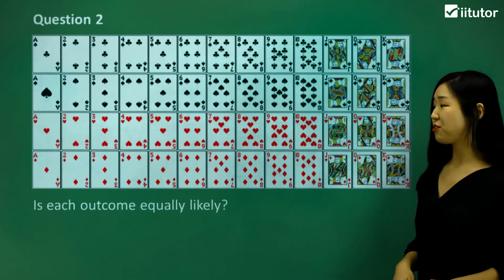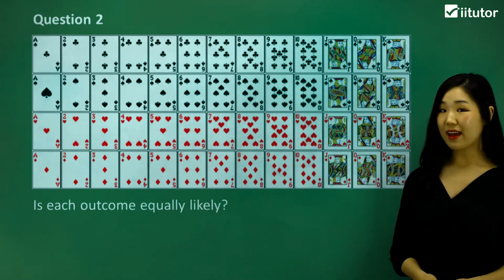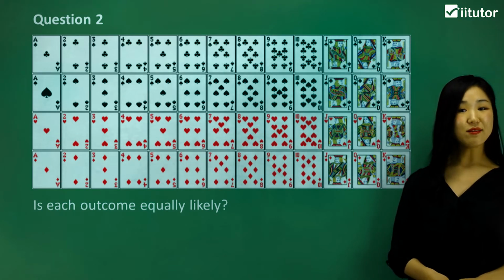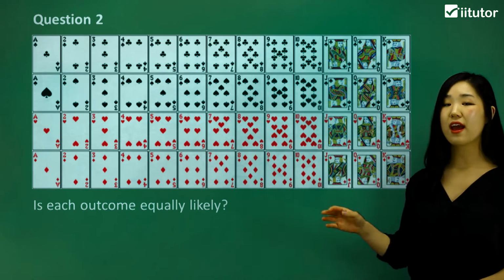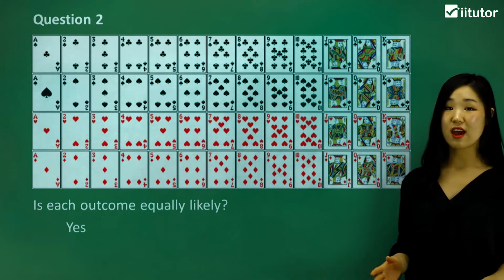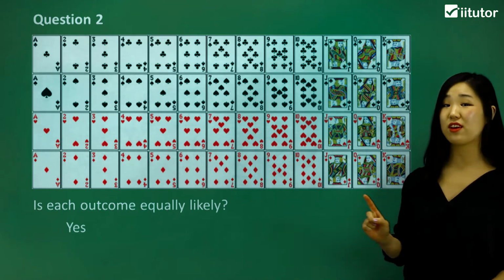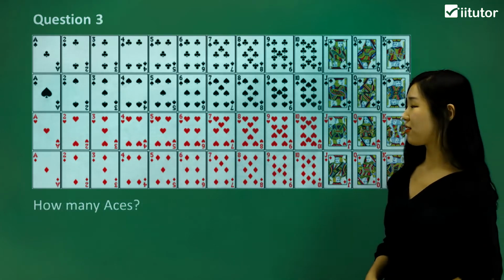Now let's go to question 2. It says, is each outcome equally likely? Well, each outcome is individual of its own, and there is only one of each. So, yes, they are equally likely. There's only one of each unique card. Alright guys? So, let's move on to question 3.